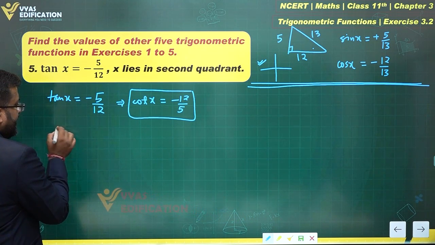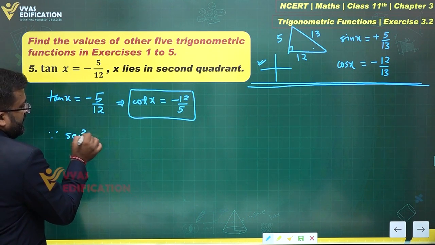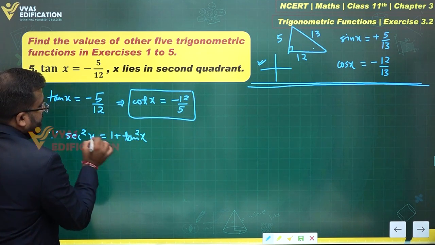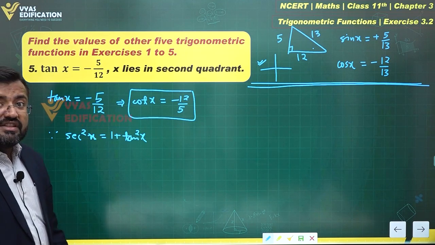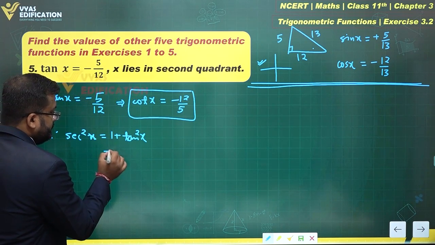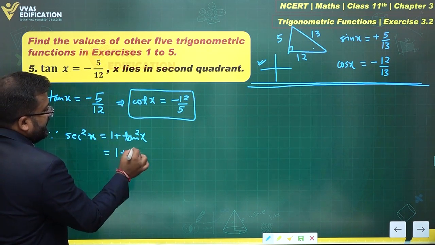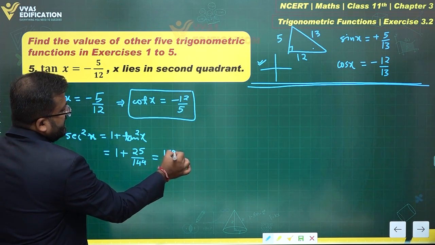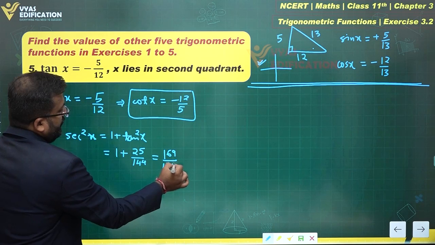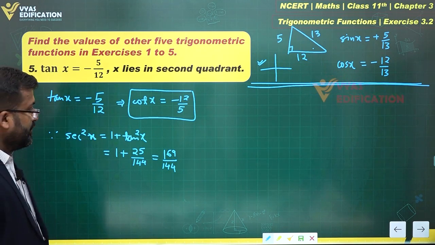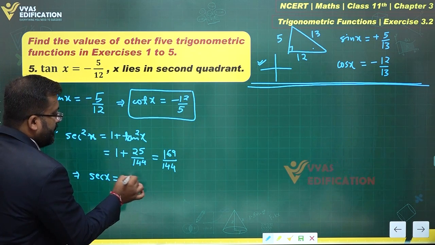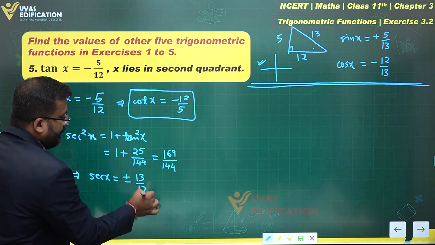Tan x can be related with sec square x. This is 1 plus tan square x. Since this is 1 plus tan square x, therefore 1 plus tan square x would be 25 over 144, which implies 169 over 144. Okay, this is 169 upon 144, which gives me sec x is equal to plus minus 13 by 12.